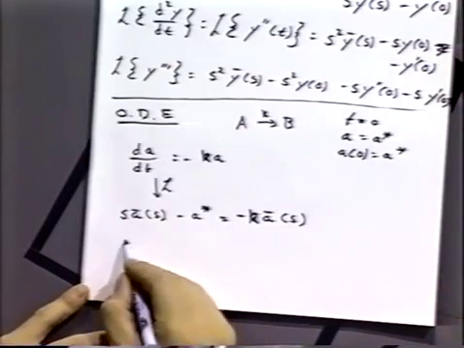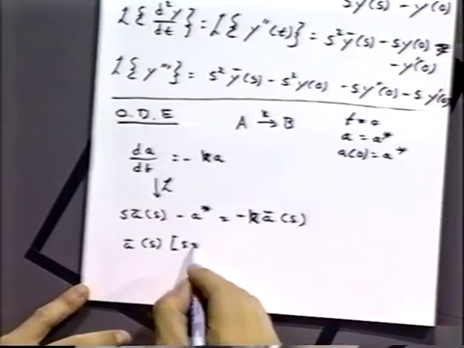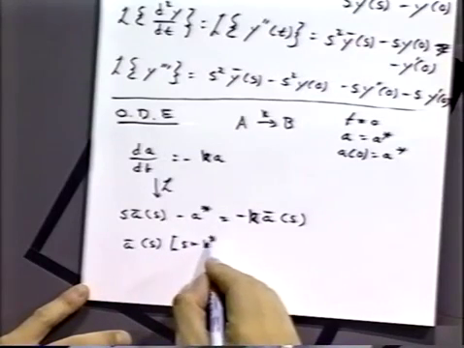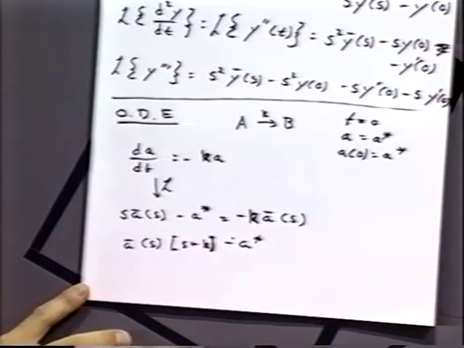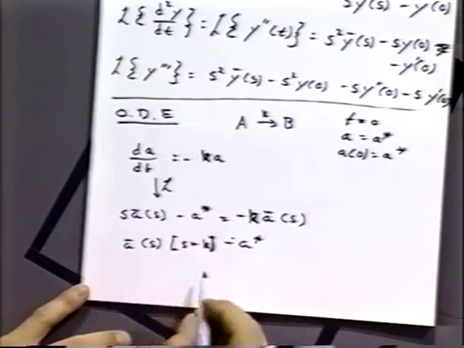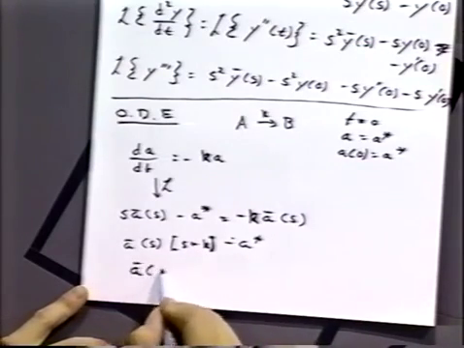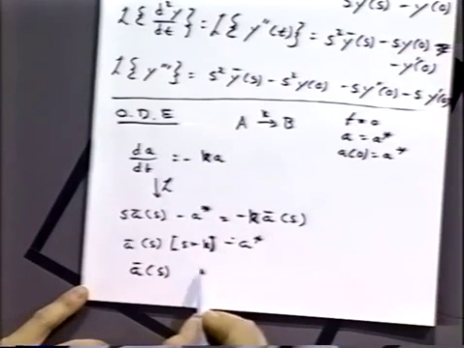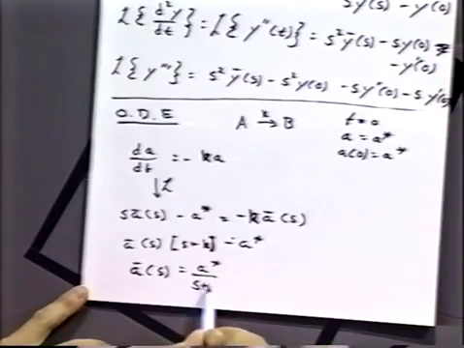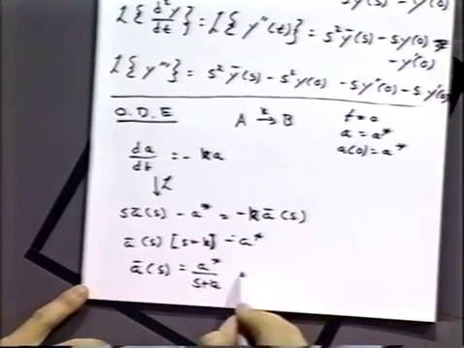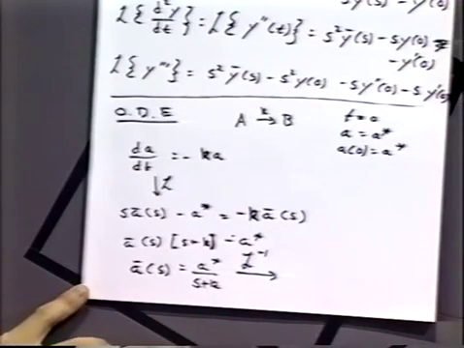So A bar S is equal to the initial concentration. And what we really are interested in knowing is this part here, equal to A star over S plus K, and then getting out of that is the inverse Laplace transform.